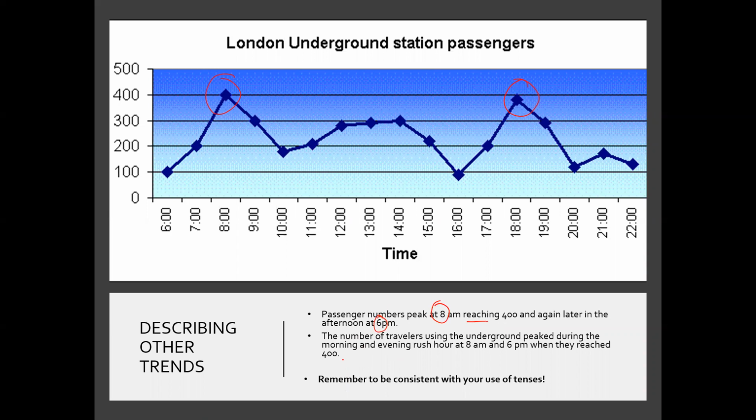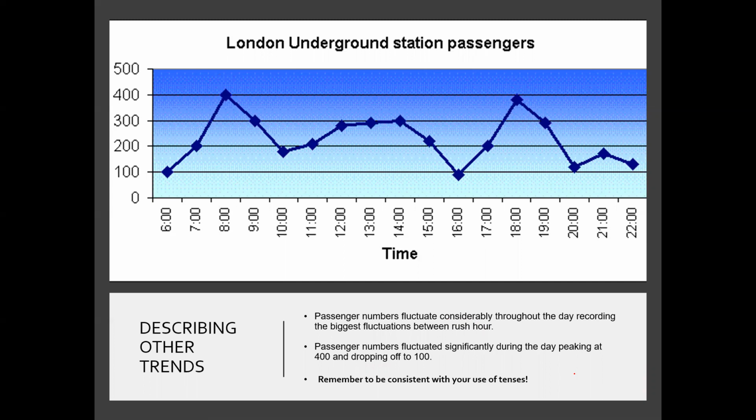Okay, so the next one is the number of travelers using the underground peak during the morning and evening rush at 8 a.m. and 6 p.m., when they reach 400. Saya rasa dua-duanya ini sama, cuma beda diksi aja. Okay? But the next one is you must remember to be consistent with your use of tenses.